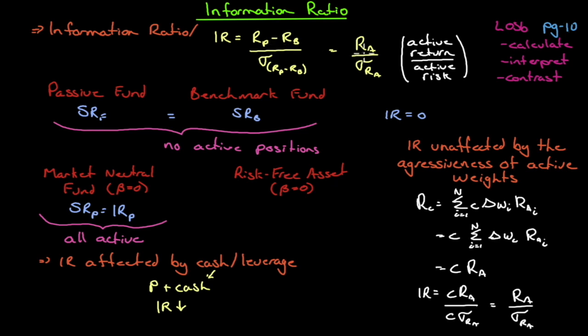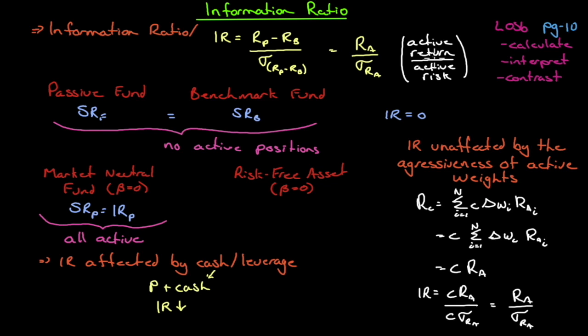We've seen that before. That's active return. In the denominator, we have the volatility of the active return. We have the volatility of the return on the portfolio minus the return on the benchmark. So that's the volatility of the active returns. So it's the active returns divided by the volatility of the active returns. Hence the information ratio is active return divided by active risk.